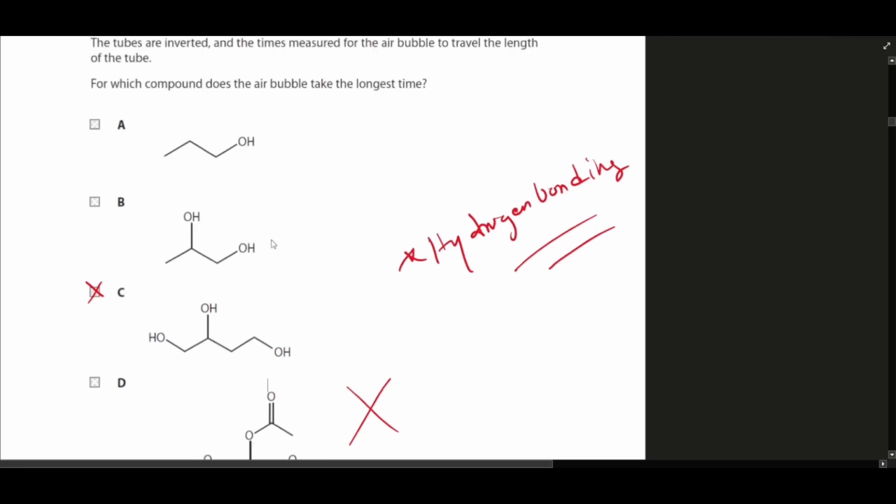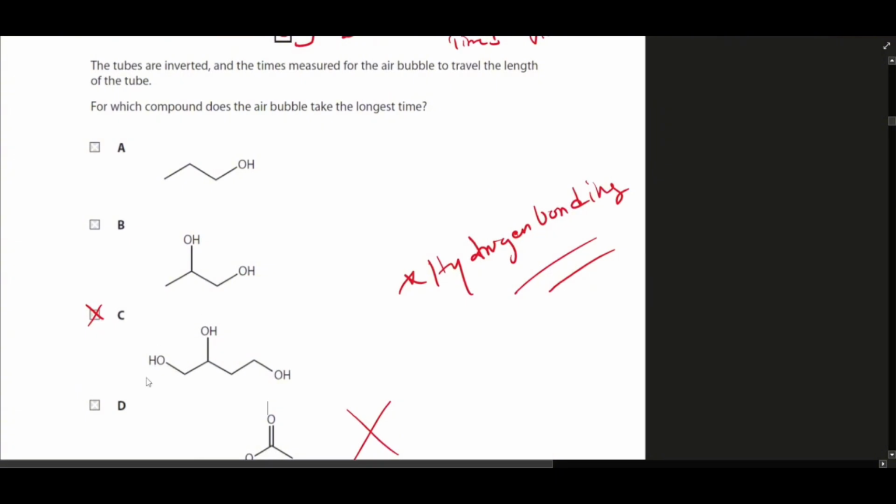Okay. Now A, B, C. Why did you say C? Tell me. Exactly. Very good. So you can produce three hydrogen bonds as opposed to two, and here as opposed to one. Okay. So yeah, that's the correct answer.